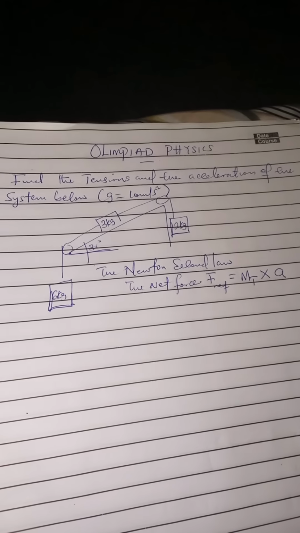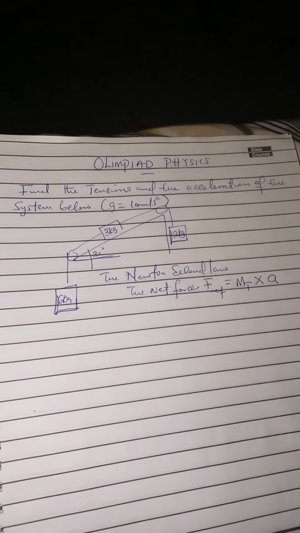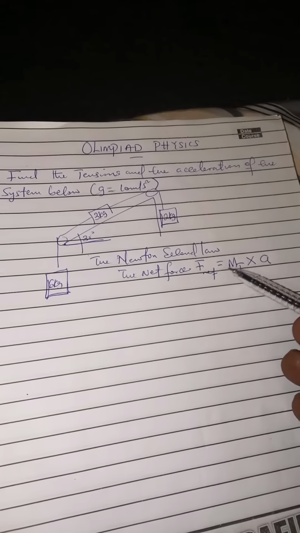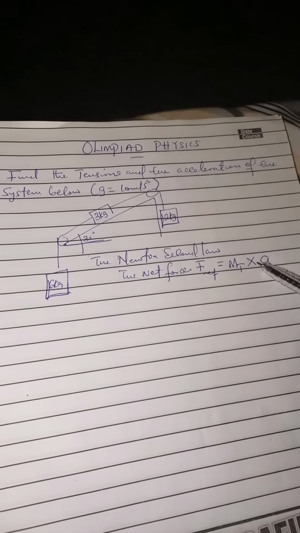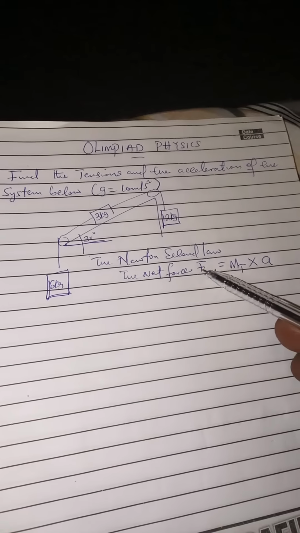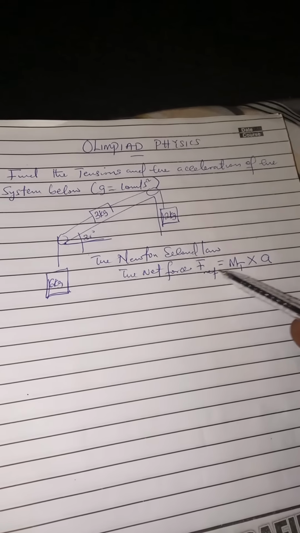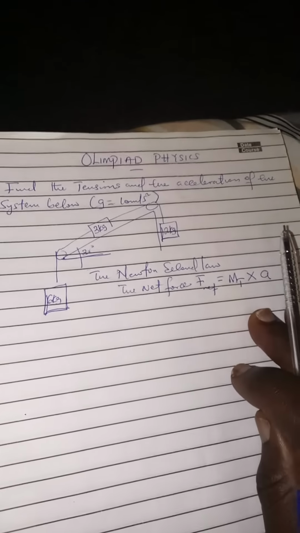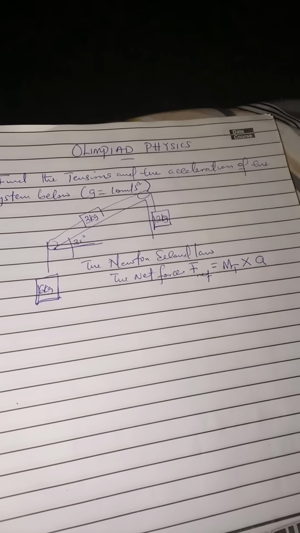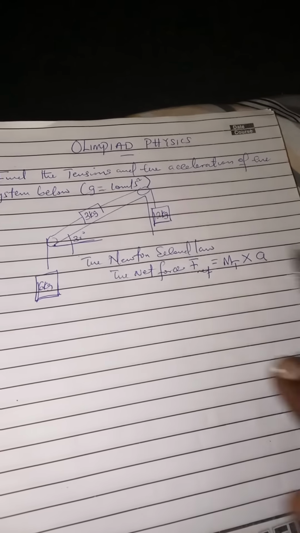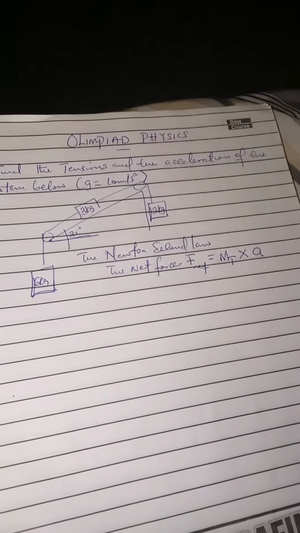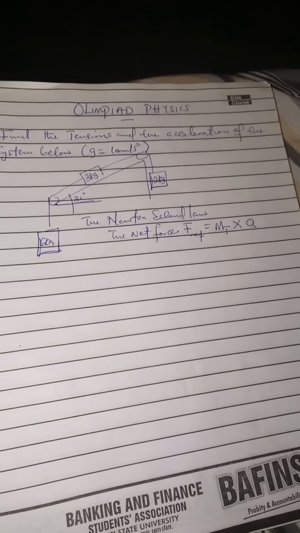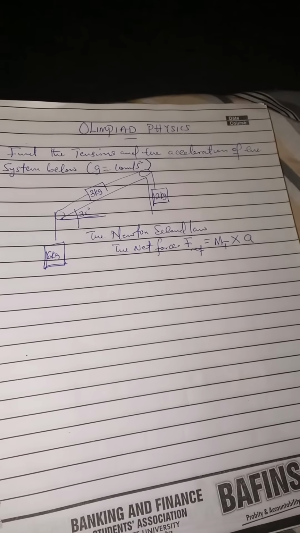When you have a system of masses and you want to find the acceleration, you're going to use the total mass times what? The net force is what? Total mass times acceleration. This is the mathematical statement, so to say, of Newton's second law. So I'm going to use that to solve this.